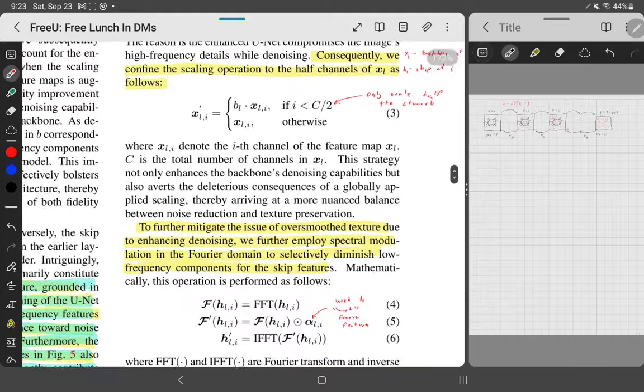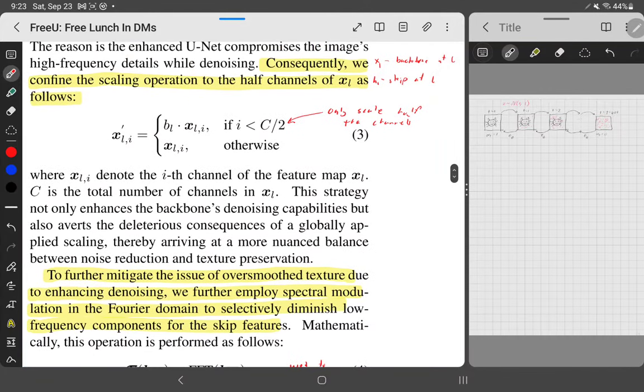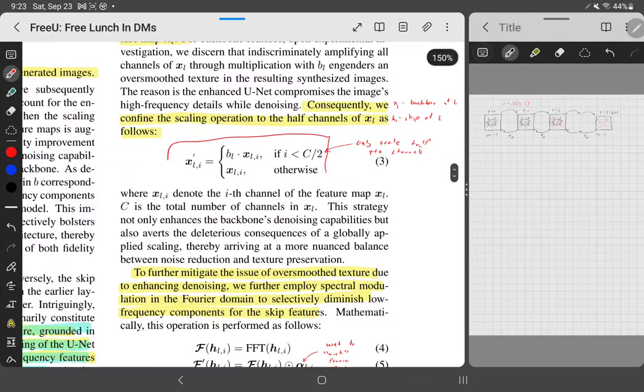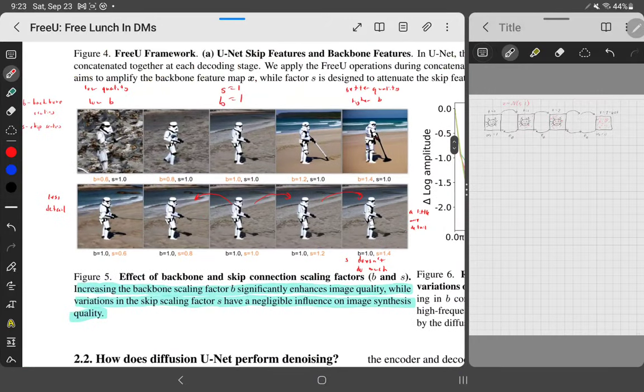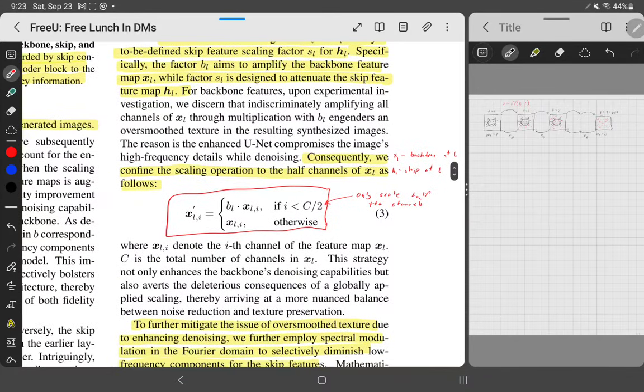And to do that, there's two parts. You need to have a B scale and an S scale. And they introduce this B scale here. So at some layer, you have these intermediate outputs, X, and they are from the backbone. And the backbone features are scaled by B. And you only do that for half the channels. So that's all you're doing. You're just scaling by B, and B can be some value, 1.4. So that's how you scale B.